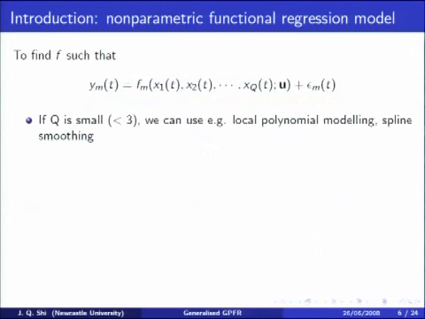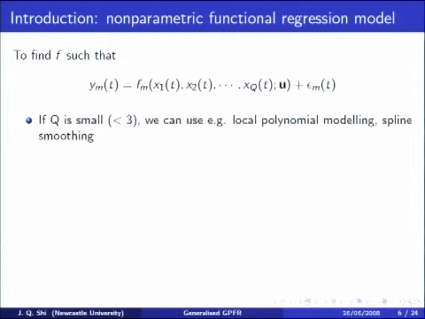Okay, so now our problem is how to find f. Usually this f is unknown, or we want this f to be non-parametric. This is because, think about if y is the position of body center, and x1, x2, ..., xq are some forces from your feet or from your bottom, then at the moment we just don't know the physical relationship between y_m and x1, ..., xq(t).